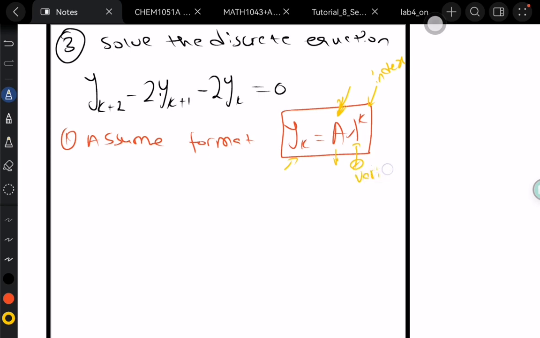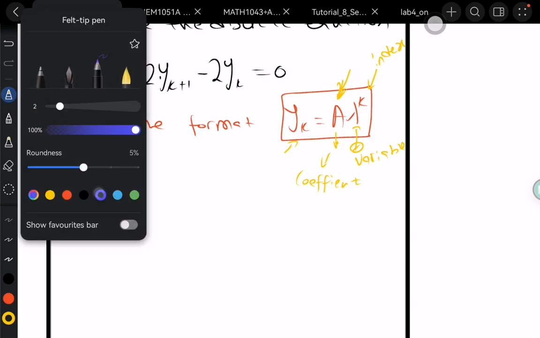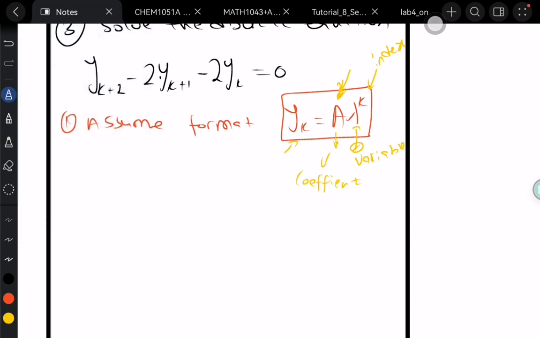This is a variable, and this one is the coefficient. So we solve this equation in this form. Now let's start solving the equation. So let's substitute these values.